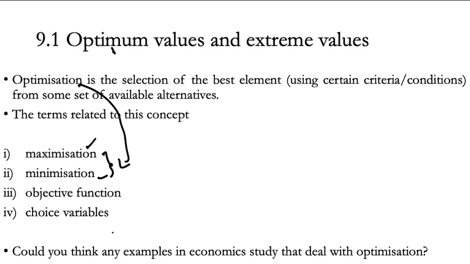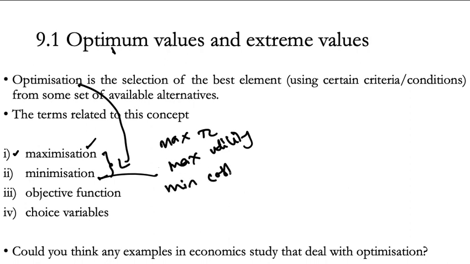Now, could you think of any examples in economic study that deal with optimization? If we want to talk about optimization specifically, let's say maximization, perhaps we want to talk about maximizing profit. Perhaps we also want to talk about maximizing utility, isn't it? And if we want to talk about minimization, maybe you want to talk about minimization of costs, isn't it? Okay, so all of these are basically optimization.